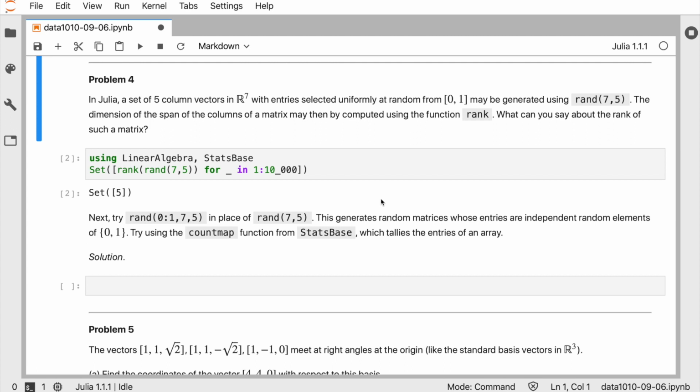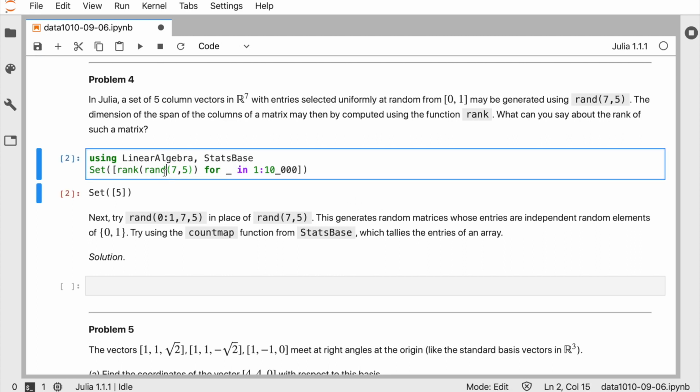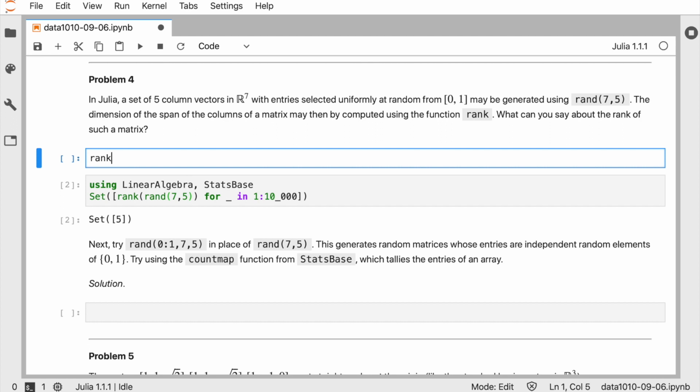In this problem, we explore how rare rank deficiencies are, depending on how a matrix is generated. So if we generate a matrix by choosing uniform random entries, then the rank is always going to be as big as it possibly can be based on the shape of the matrix. So if we generate a 7 by 5 matrix, let's take a look at what one of these matrices looks like.